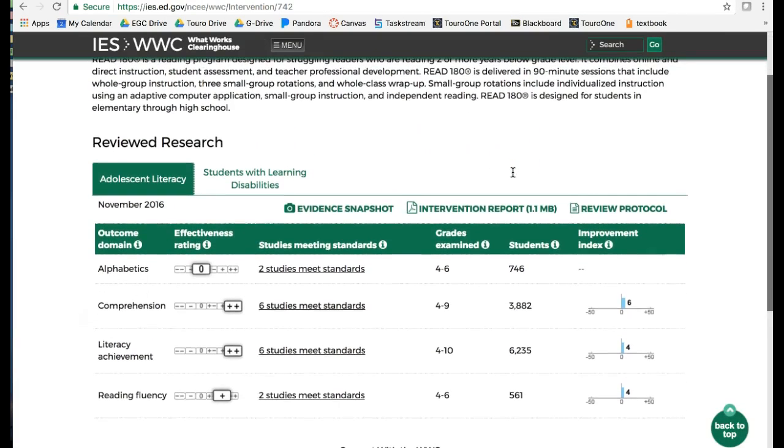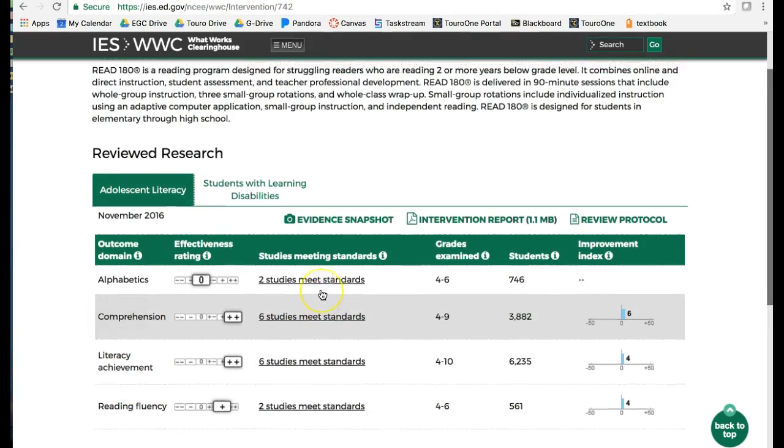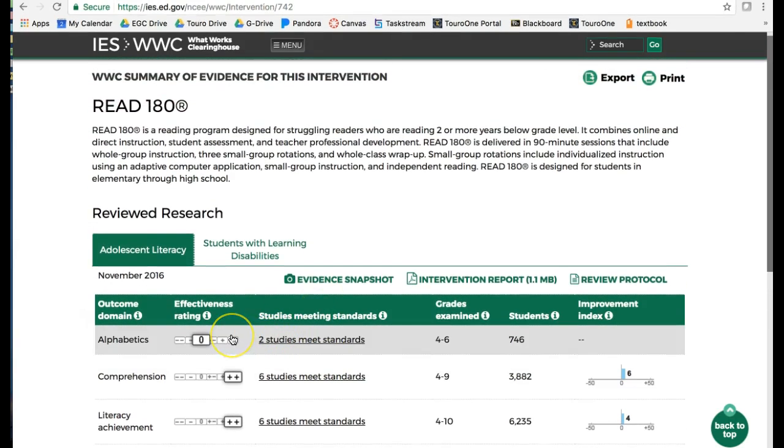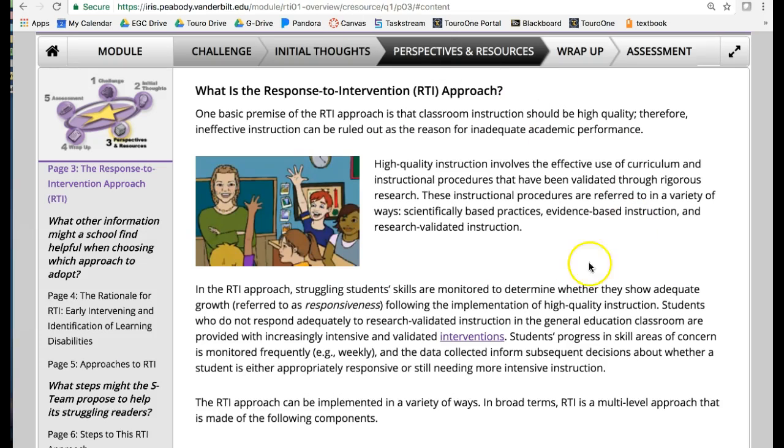And you can see that for some things, there is some evidence that it works. So there's 6 studies that meet the standards around comprehension. 6 studies that have an effect around literacy and also reading. Alphabetics was not met, but it wasn't not met either. So anyway, you can see that this is a pretty good program if a district was going to adopt it. So that's one piece, is just making sure that you've got good curriculum, good instruction in your classroom.